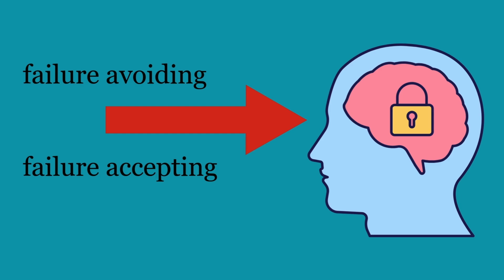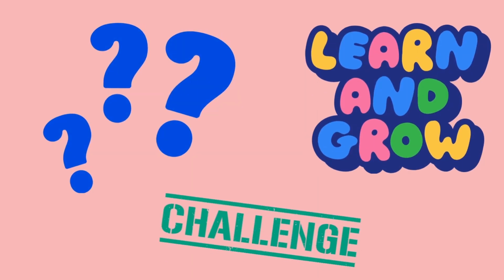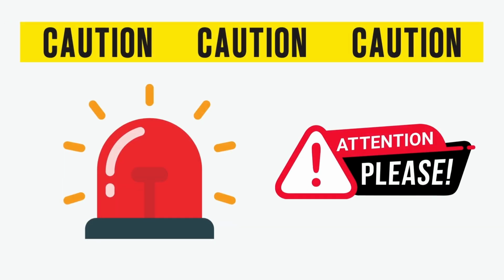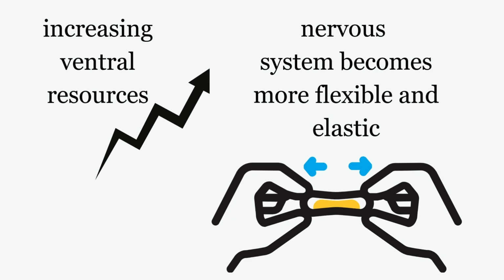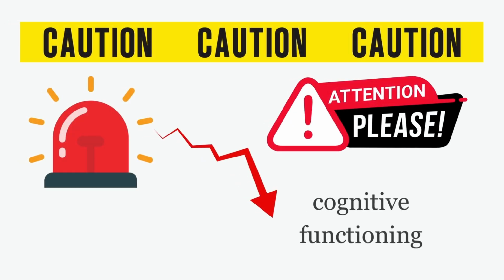Learners need to feel safe enough to ask questions, try new activities, and view challenges as part of the learning process. This requires the ability to recognize and manage feelings of danger and the protective nervous system response that usually accompanies those feelings. By increasing access to ventral resources, the nervous system becomes more flexible and elastic as it moves into dysregulation and returns to regulation. Signals of danger, if untended during the learning process, reduce cognitive functioning.